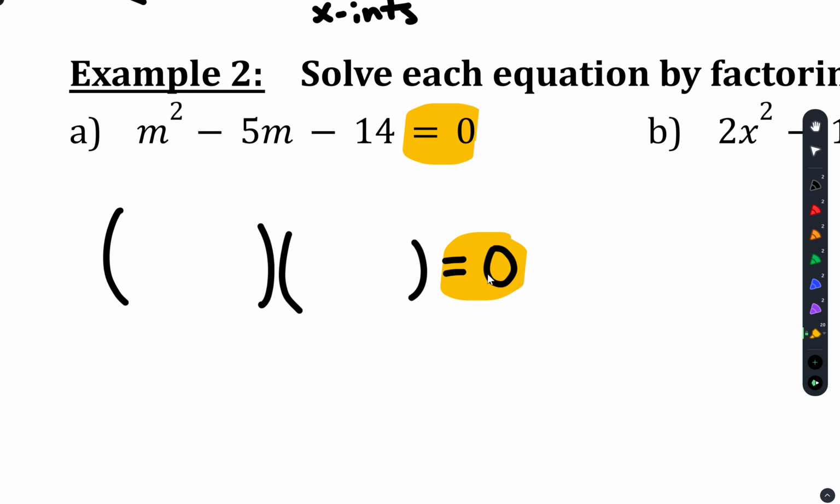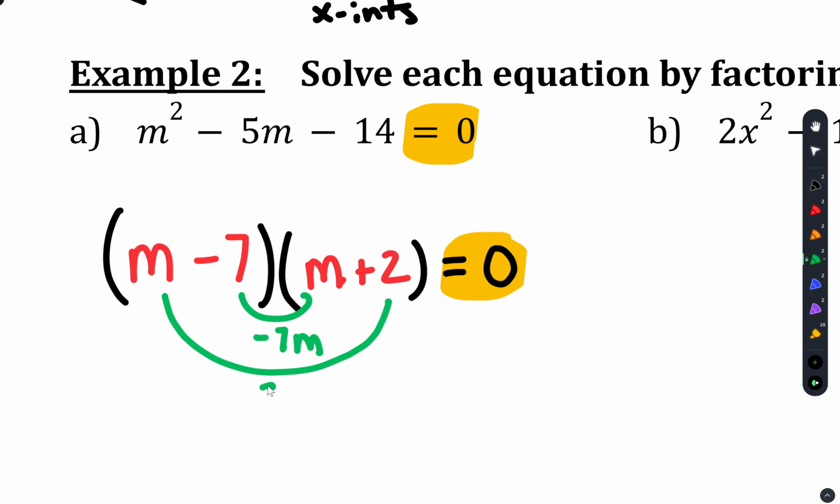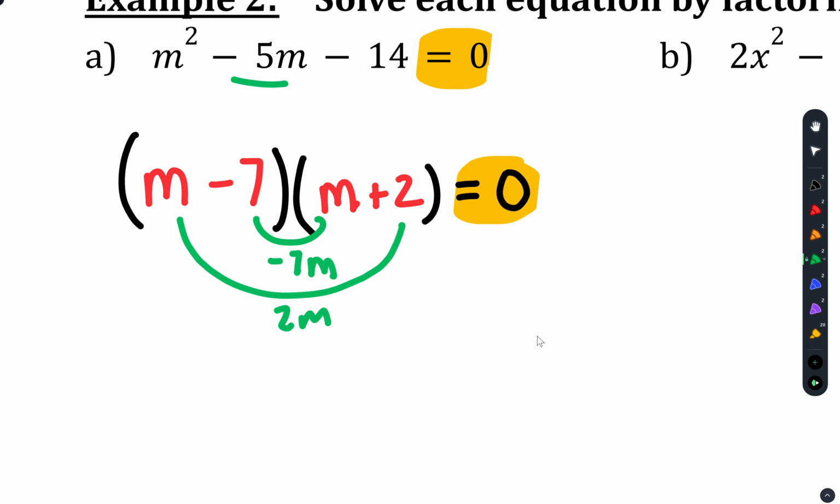Then what am I going to break this into? Anybody want to tell me what my factors are? Yeah, Sarah? We're going to double check, as we always do when we factor. So this is negative 7m and 2m does make a negative 5m, so I'm good there. And now, once we have checked our factors are correct, I need to finish solving this problem using ZPP.